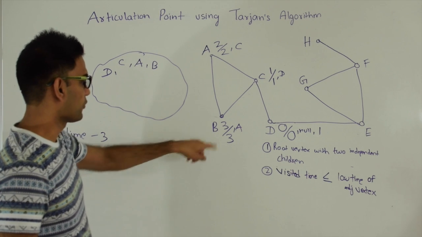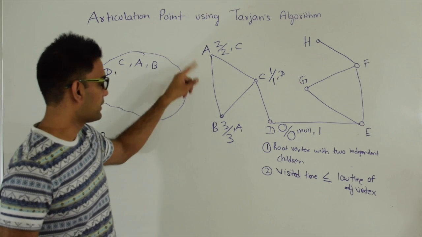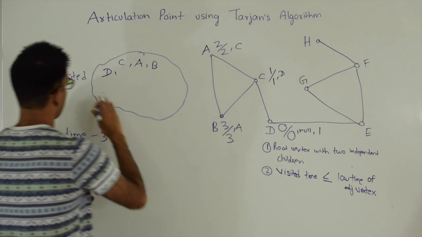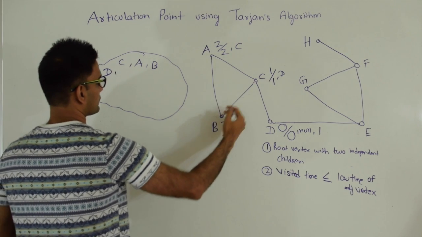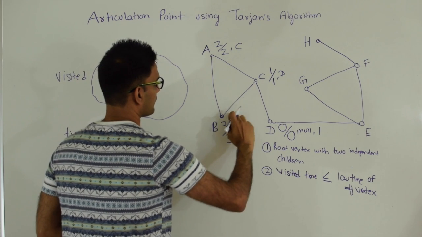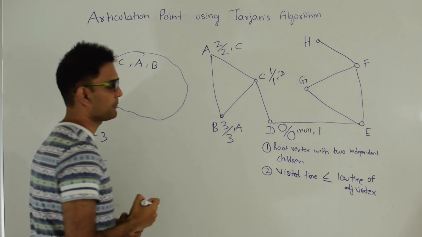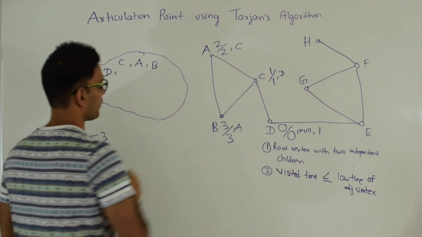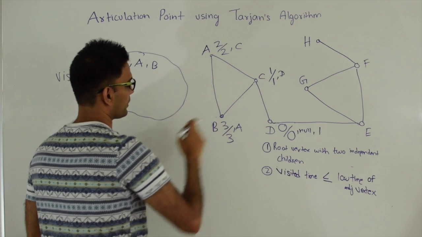So for B, let's explore its children. It's coming from A, so we'll ignore A. What about C? C is already in visited, so this edge here, BC, is a back edge because this edge creates a cycle, and since C was already visited and C is not where B was coming from.